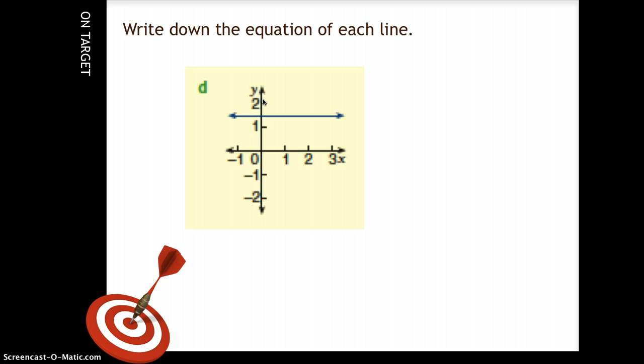Let's check your answer. It should be y = 1.5.